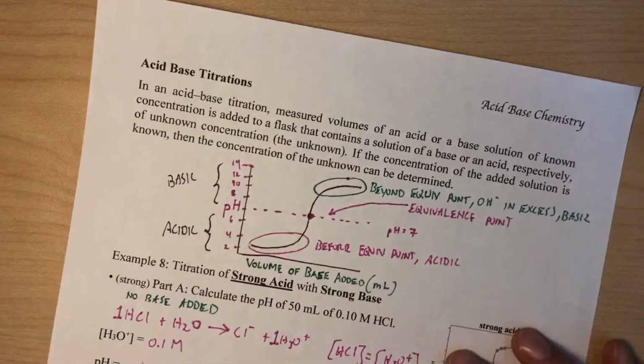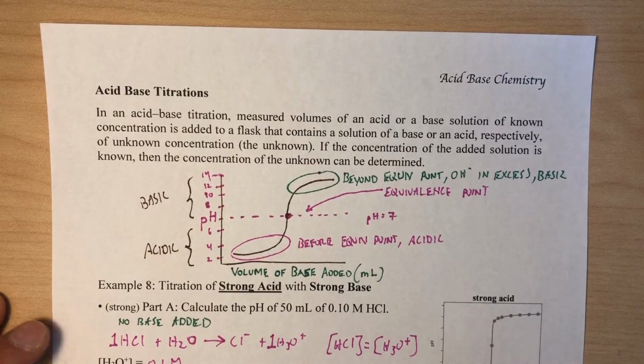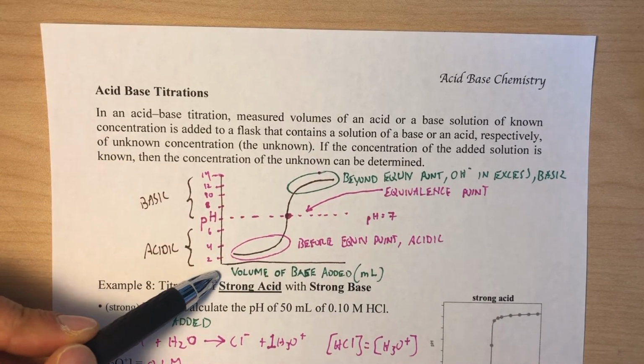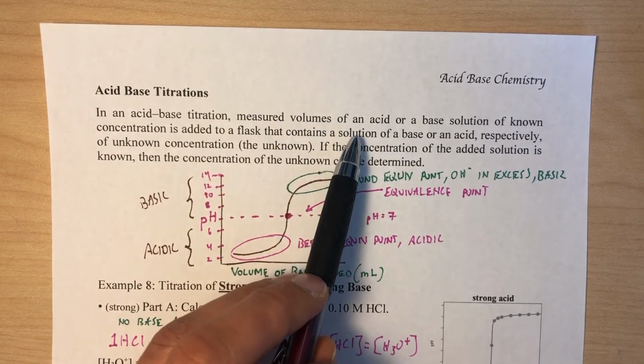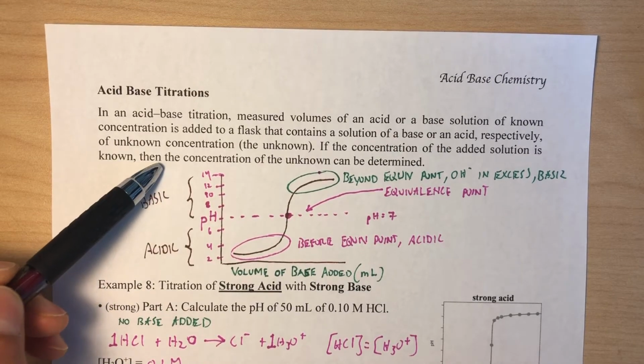And this brings us to acid-base titrations. So in an acid-base titration, we are measuring the pH as we increase the amount of base that's being added. Measured volumes of an acid or base of known concentration are added to a flask that contains a base or an acid, respectively, of an unknown concentration. If the concentration of the added solution is known, then the concentration of the unknown can be determined.